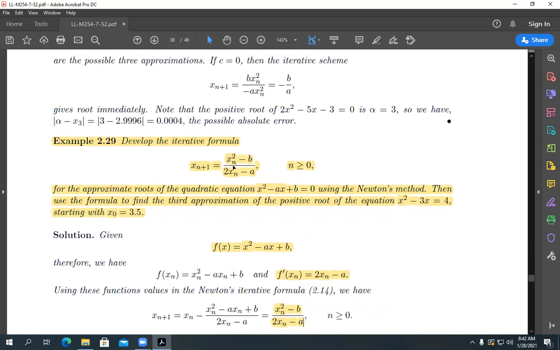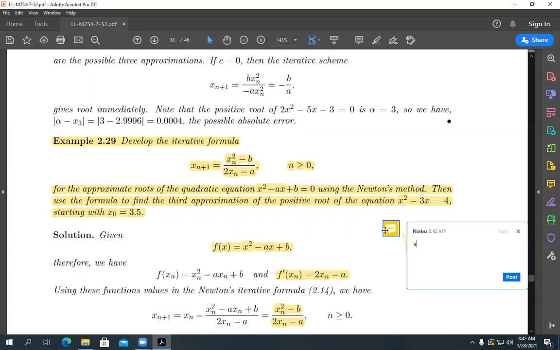After showing this is the Newton formula, then we have to use this one, the third approximation. When we use this formula, we put n equal to 0, so we have x naught square minus b taqseem 2x naught minus a. So we need x naught given by the teacher, 3.5. We need a, we need b. How can you find a and b? You compare with this one. This is x square minus ax plus b equal to 0. This is x square minus 3x is equal to b. This is the same. But this will give you what? A and b, right? This will give you a and b.